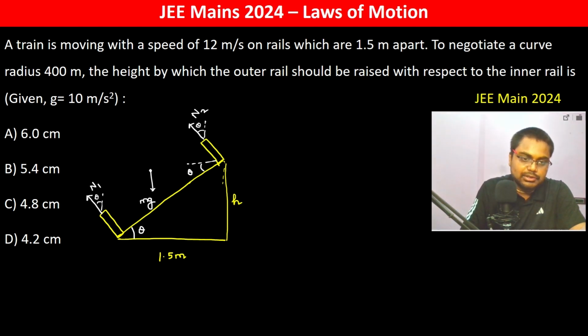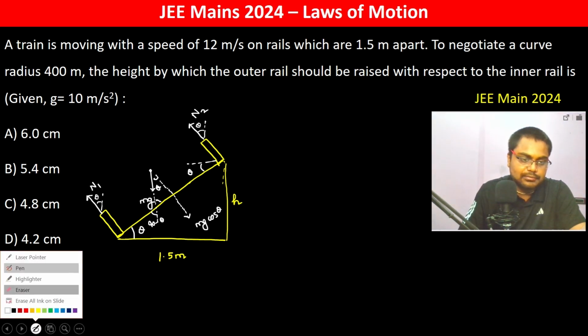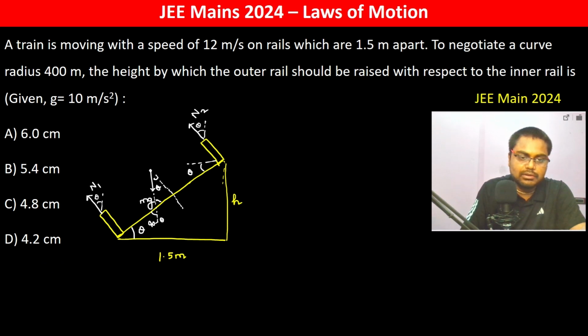Okay, for mg in this direction, if we see, so this is theta, this is 90 minus theta, this is also 90 minus theta, so therefore this becomes theta. So mg cos theta in this direction, or fine, this is theta. Okay, we are not going to break mg into components. Okay, fine. So this is mg.